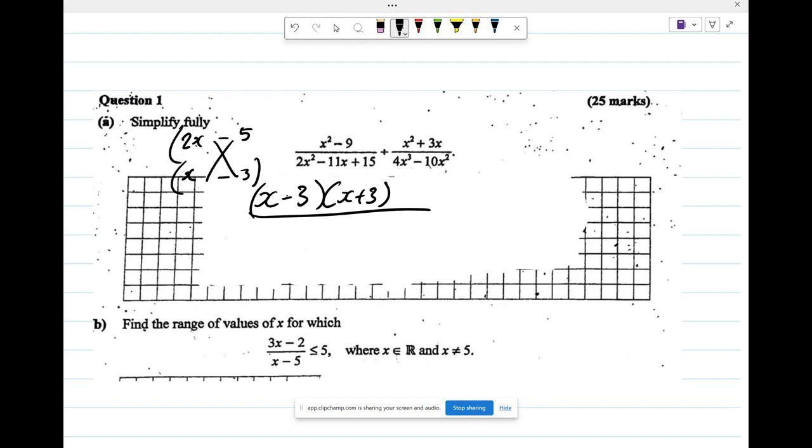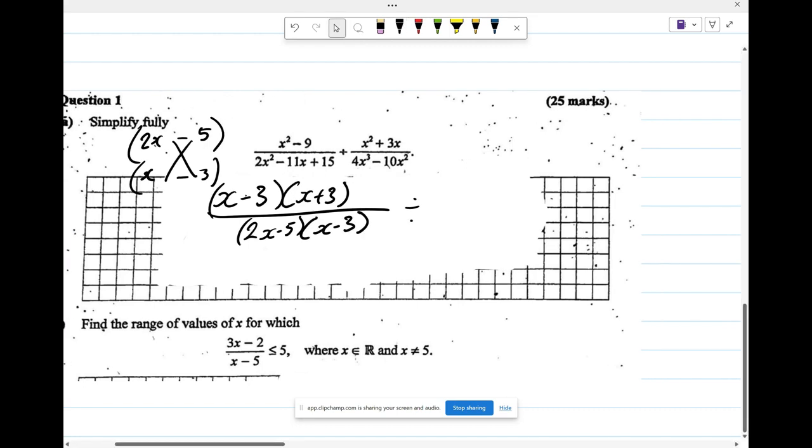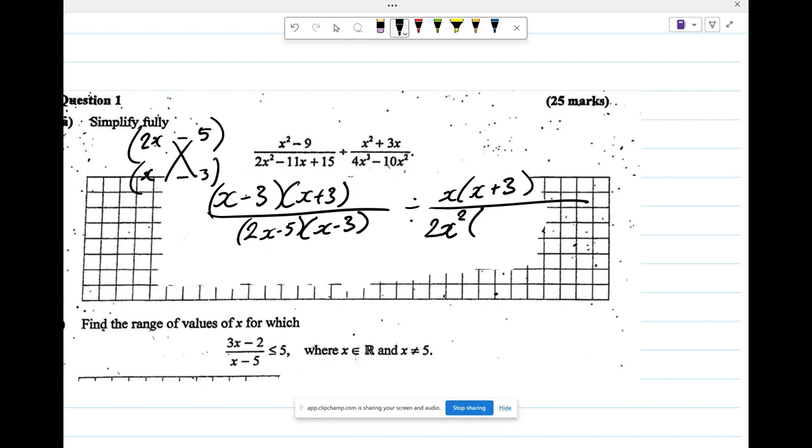So our two factors are 2x minus 5 times x minus 3. Okay, and then we're going to divide that by, well, here, we can just take the x out. That might work. x plus 3. Yeah, that looks promising because we have a bunch of x plus 3's already. So let's keep it like that and see how that works. And then here, we can actually take out the 2x squared. So we're left with 2x and then minus 5. And that looks promising because we have 2x minus 5 there.